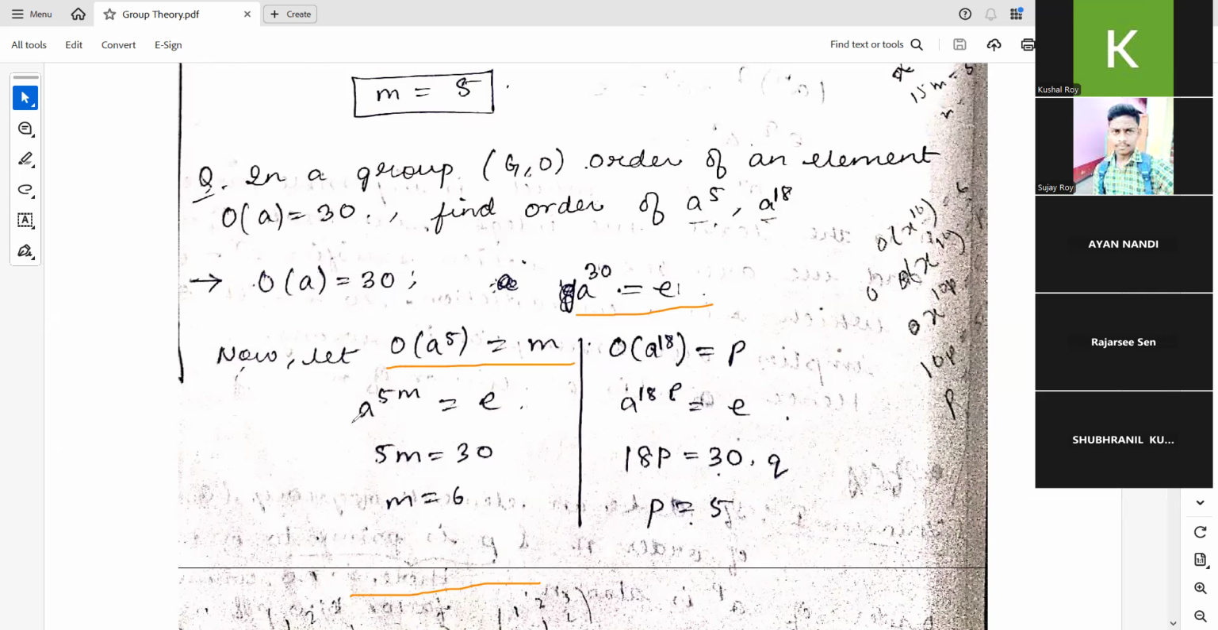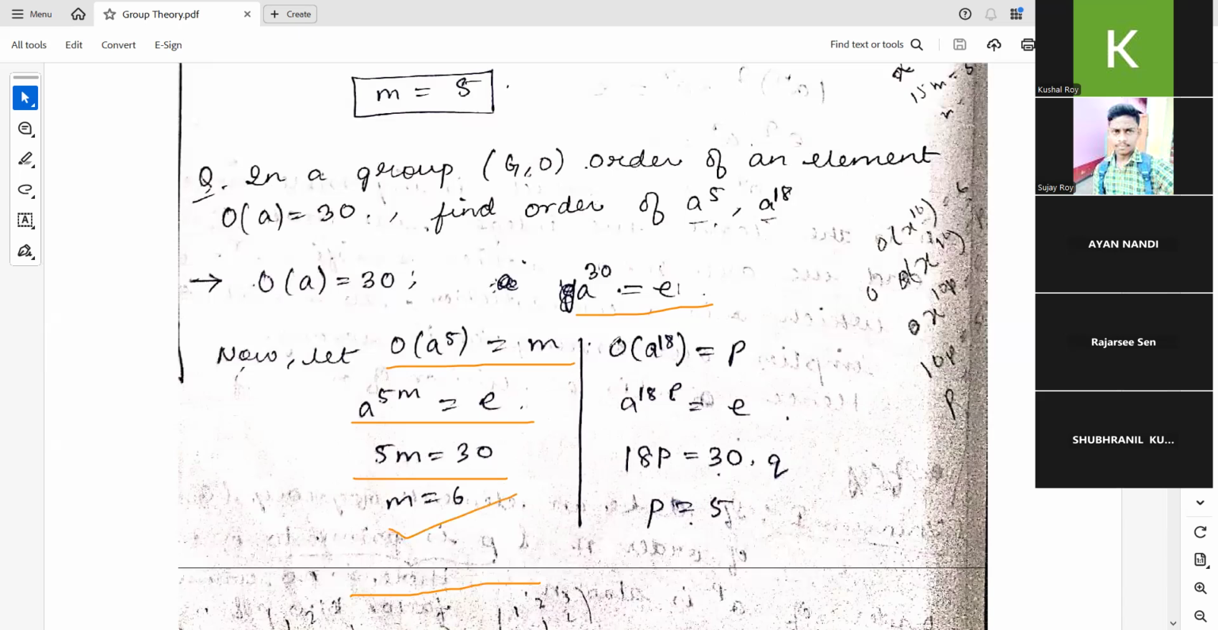In that case, a to the power 5m is identity. Since a to the power 5m is identity, 5m must be a multiple of 30. A to the power 30 is identity, and a to the power 5m is also identity. So therefore 5m must be 30. So m will be 6. Okay. So we are done.